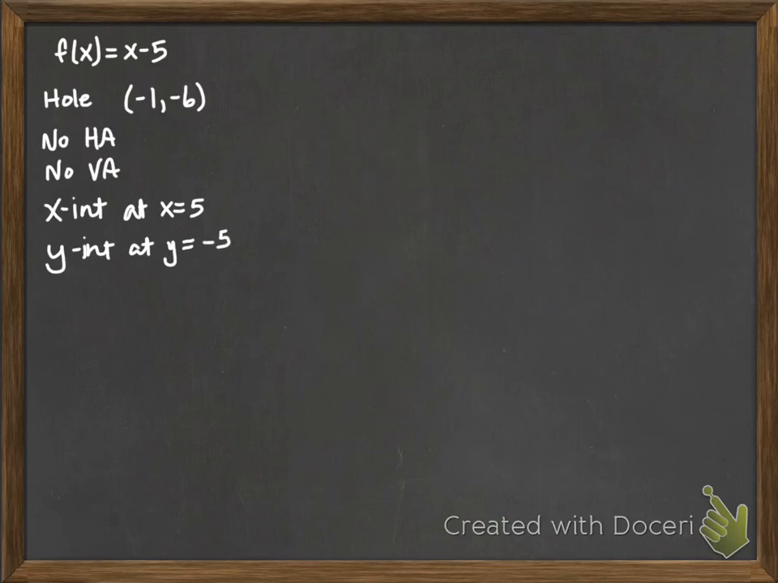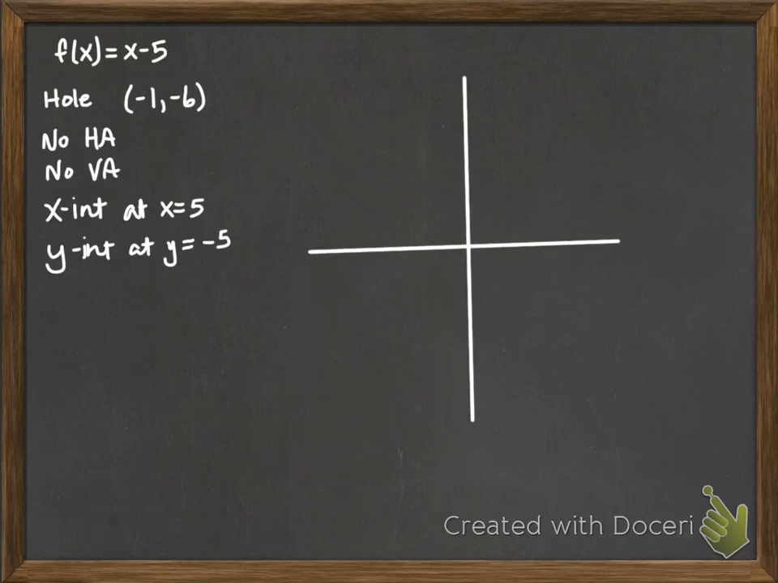And we're just going to come in here and graph it. Okay, so here's our coordinate plane. Our y-intercept is negative 5, so 1, 2, 3, 4, 5. We're going to graph this just like we would a line. This is mx plus b, so our slope is 1 and our b is negative 5. That's our y-intercept. And then we also have our hole at -1, -6, so I'm going to put a hole right there.